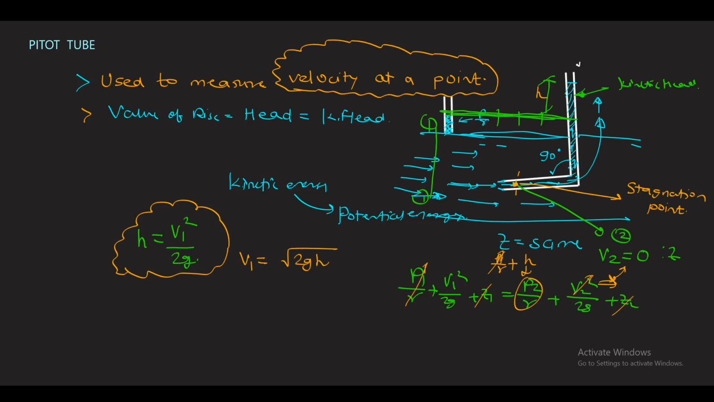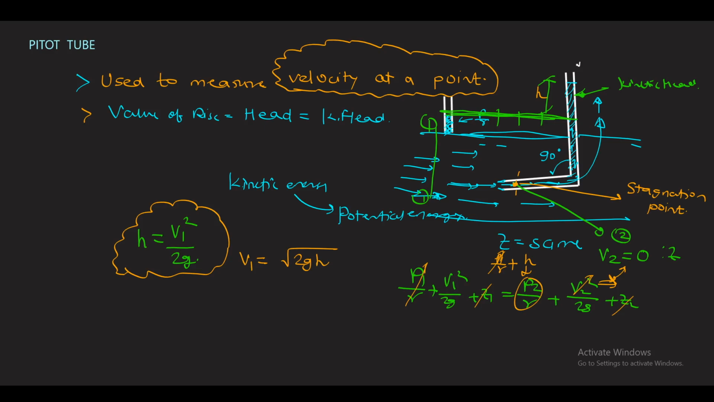So here we discussed the construction of the pitot tube, its physical parameters, then how the kinetic energy is converted into the potential energy, and we get that kinetic head in terms of h. And this h value is given by V1 square upon twice g, so I get V1 equals the square root of twice gh.